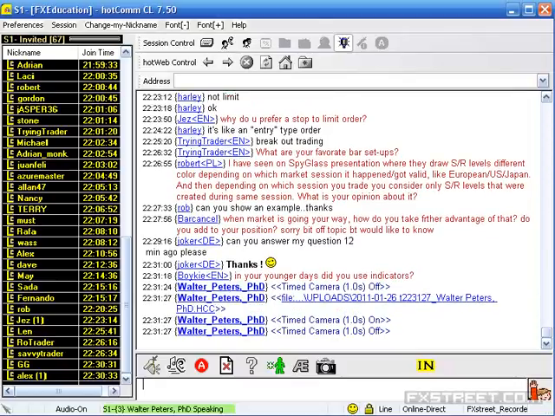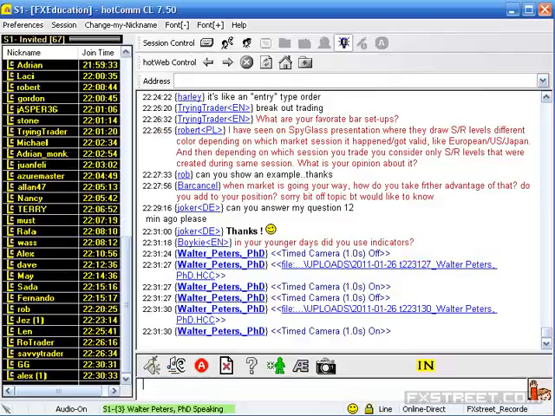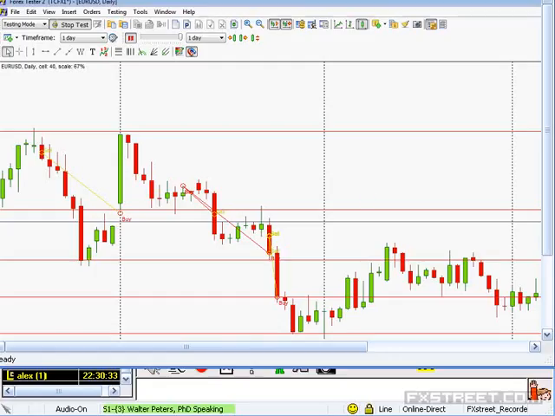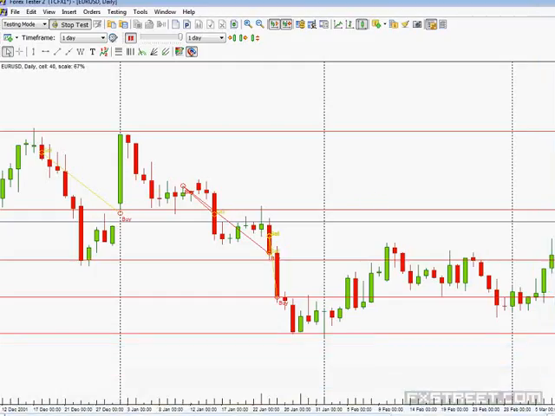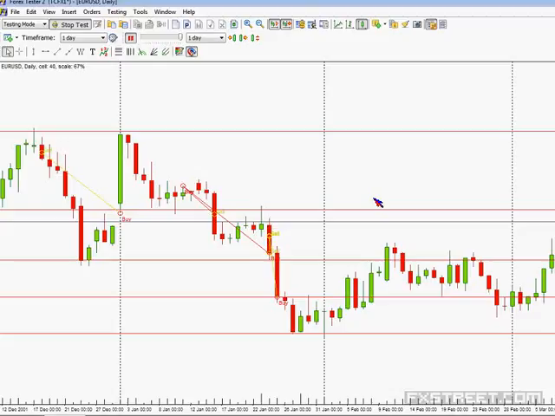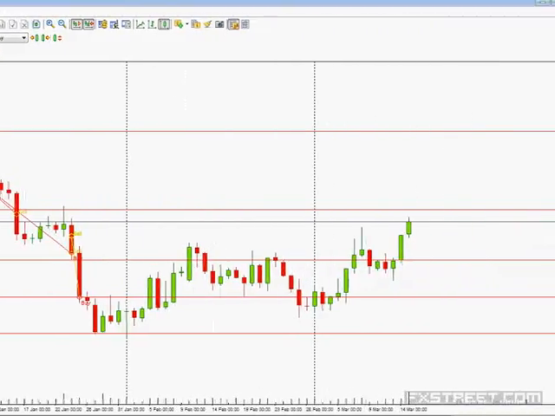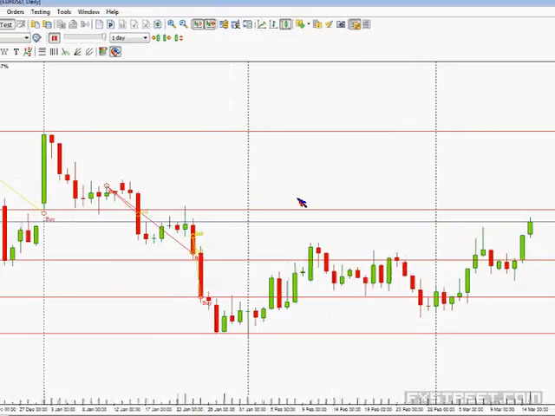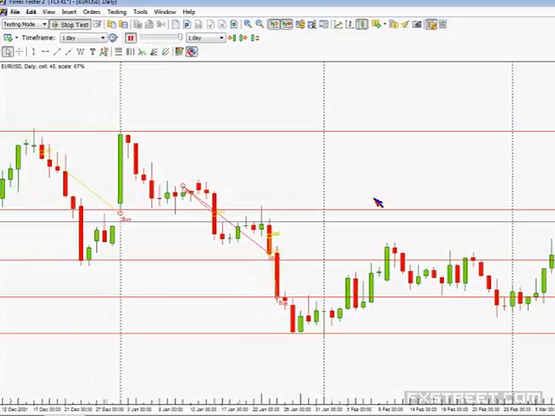Boyke says, in your younger days, did you use indicators? Boyke, if I showed you a picture of my chart, what it used to look like, you would laugh. Oh, I laugh. Yeah, I used to use indicators. Not saying you're old. Yeah, I don't consider myself old. Although, as you get older, it takes longer for things to repair themselves.